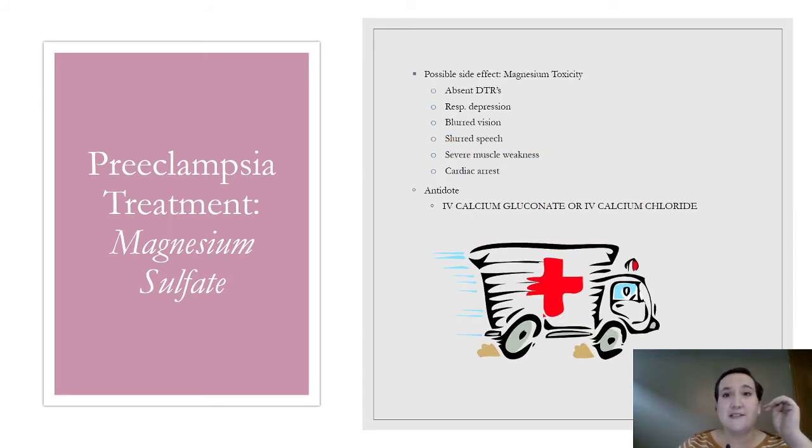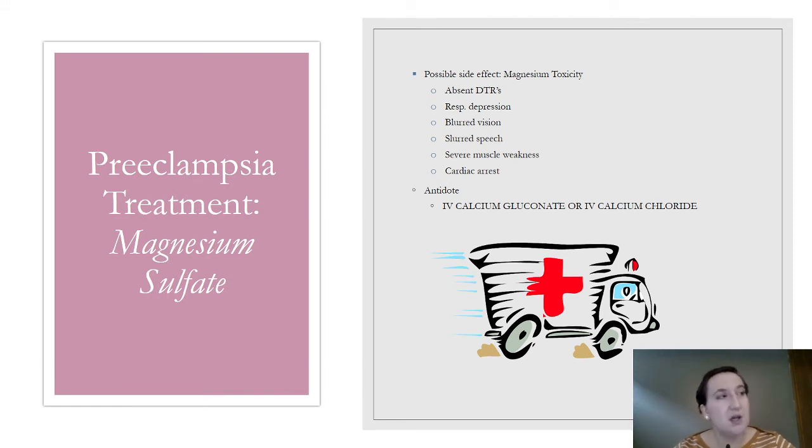What are some possible side effects? So mag toxicity, if we're greater than 7, we're going to anticipate seeing some absent deep tendon reflexes, respiratory depression, blurred vision, slurred speech, severe muscle weakness, and it could lead to cardiac arrest. So we do have to keep a close eye on these patients.